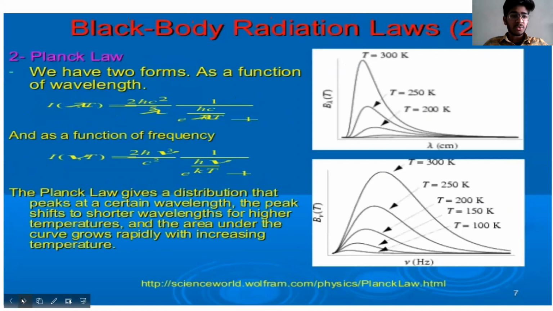Black body radiation law 2. Second is Planck's law. We have two forms. As a function of wavelength, I(lambda, T) equal to 2 h c square by lambda to the power of 5 by e to the power of hc by lambda kT minus 1. As a function of frequency, Planck's law gives a distribution that peaks at a certain wavelength, but the peak shifts to shorter wavelength for higher temperature, and the area under the curve grows rapidly with increasing temperature. We have two graphs here.